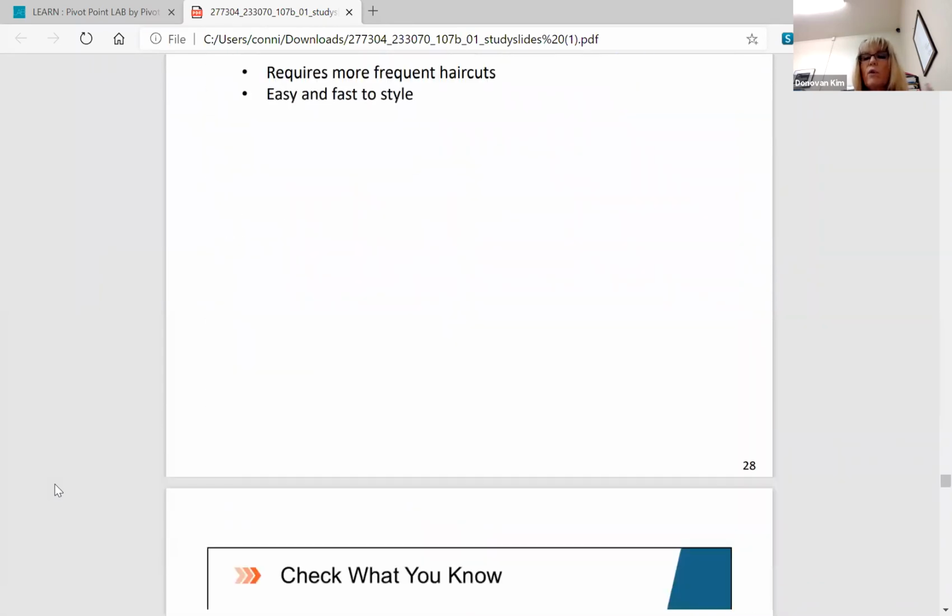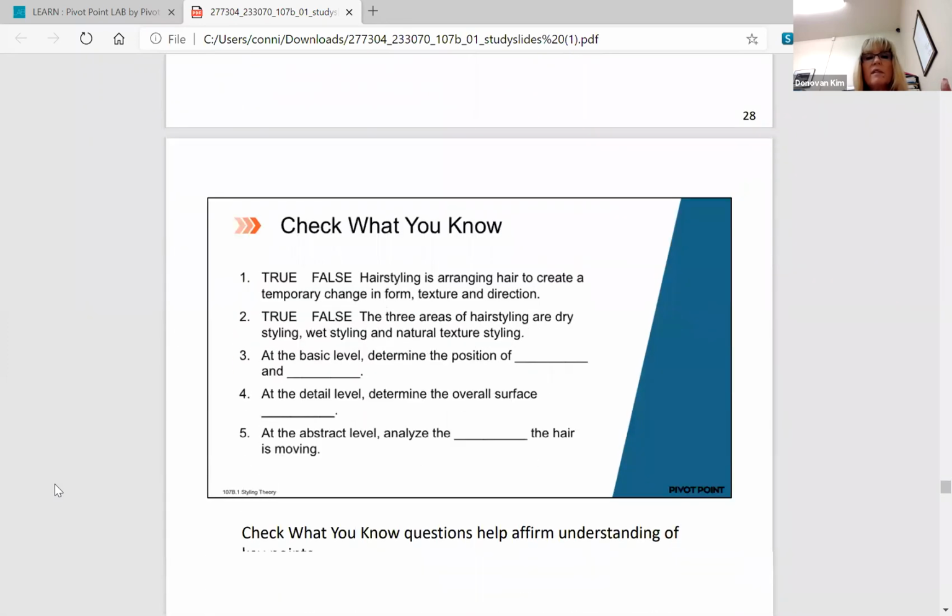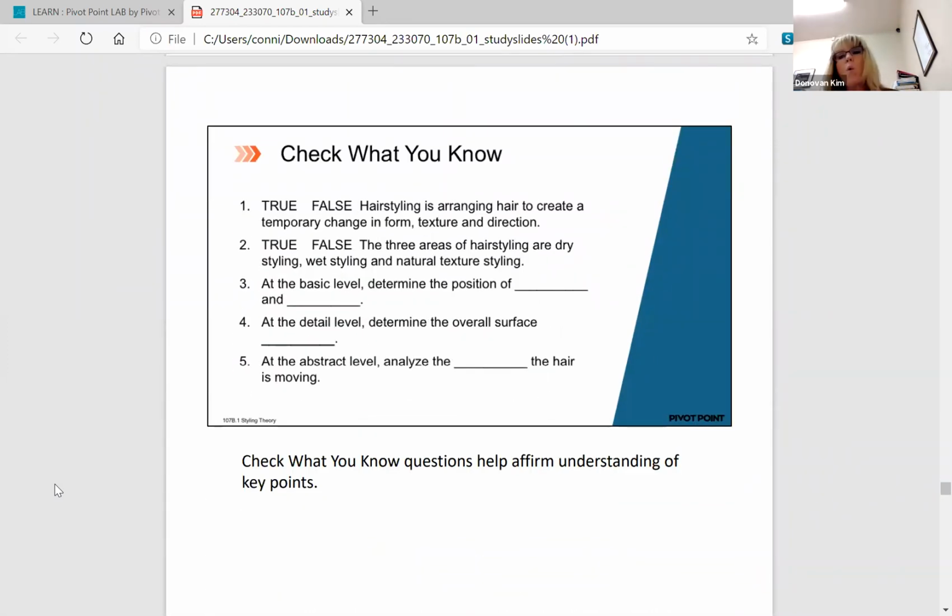So shorter hair, of course, right? It needs more cut than longer hair, or wait, that didn't come out right. Shorter hair usually gets their hair cut sooner than longer hair.